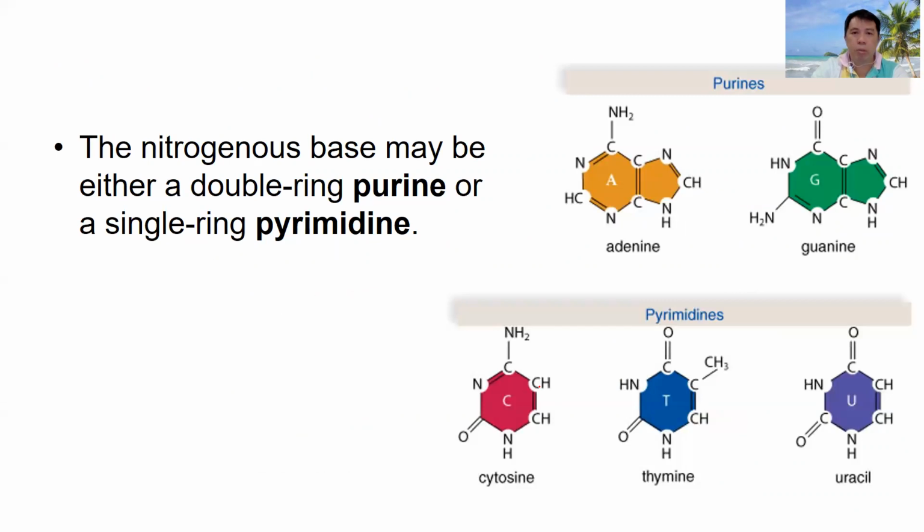The nitrogenous base may be either a double ring, which we call a purine, or a single ring, which we call a pyrimidine. With two attached carbon rings, we call it a purine, for example adenine and guanine. Whereas the examples of pyrimidines are cytosine, thymine, and uracil, with a single carbon ring.